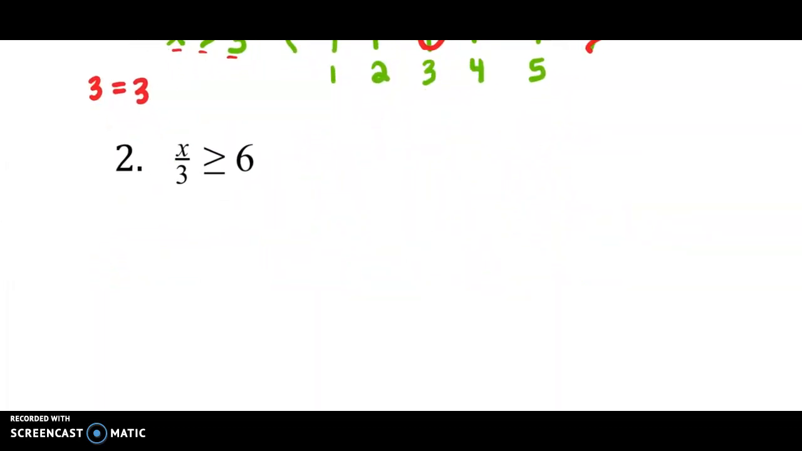Looking at number 2, I have that x divided by 3 is greater than or equal to 6. So I need to take this and I need to multiply by 3 because x is divided by 3. So to undo that, I multiply. So I get that x is greater than or equal to 18. Once again, the number that I physically moved was positive, so I don't need to change my sign.